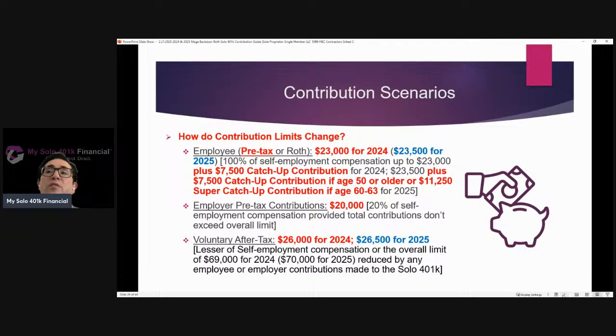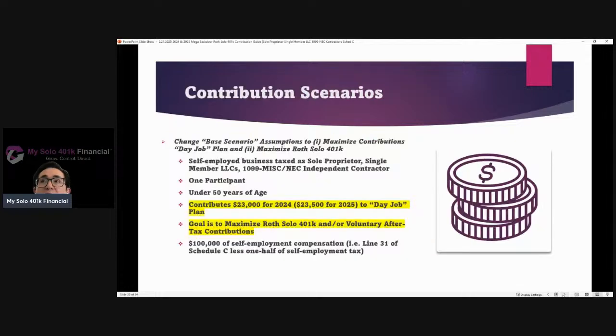This is also a good illustration that the voluntary after-tax limit doesn't change. Remember, we said that you can ignore the catch-up contribution when determining how much you can contribute to the voluntary after-tax account. So you'll end up being able to contribute that same amount to the voluntary after-tax. So that's how you end up being able to contribute. For example, in sum, if you add up all these different contribution buckets, right, $76,500 for 2024, $77,500 for 2025.